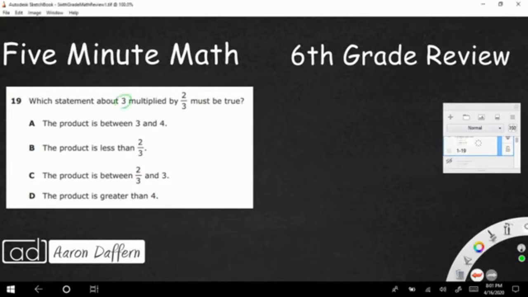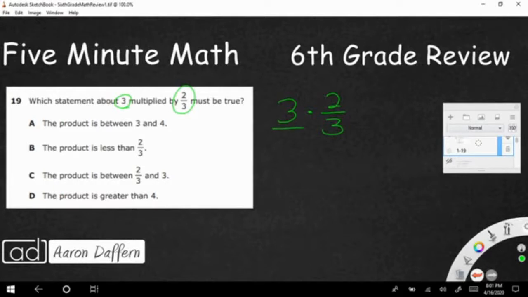So what we have here is 3 multiplied by 2/3. And they don't even want you to know what the answer is. They just want you to know, is the product going to be less than 2/3, between 2/3 and 3, between 3 and 4, or greater than 4? Well, let me draw a picture.